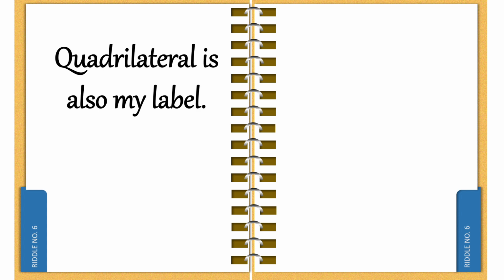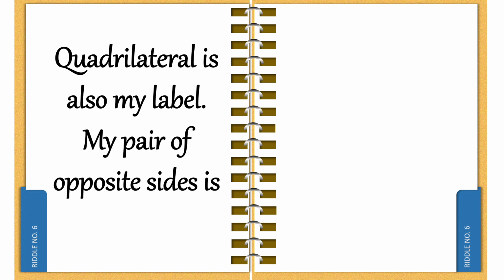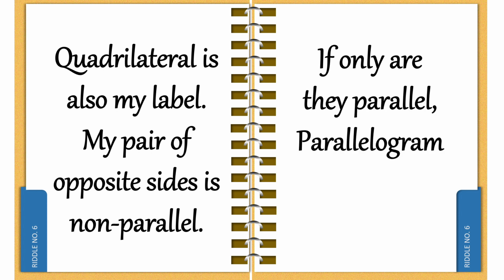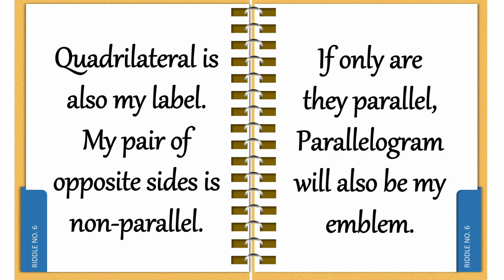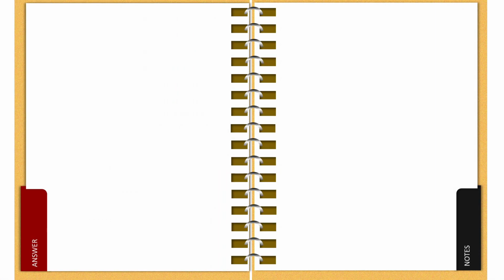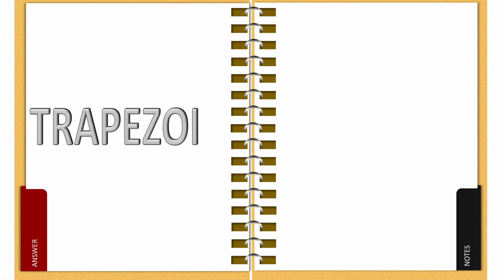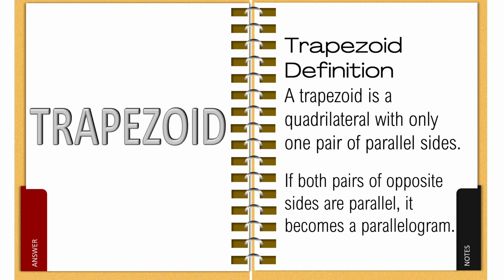Quadrilateral is also my label. My pair of opposite sides is non-parallel. If only they are parallel, parallelogram will also be my emblem. Trapezoid is the correct answer. This is the definition that supports the answer to the riddle.